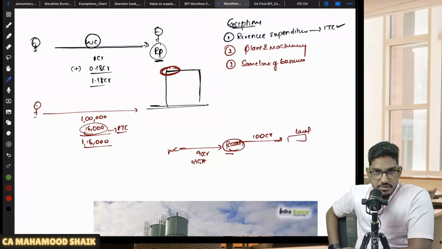He told, sir, you give me 1 CR, I will construct that building for you. Now as a part of that supply, he will supply me the goods also, like whatever cement, sand and all are required, that he will only supply. Along with that service also he is doing. So I call it as works contract.